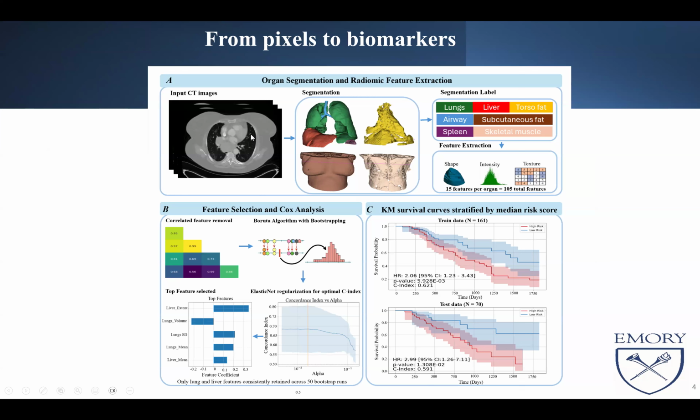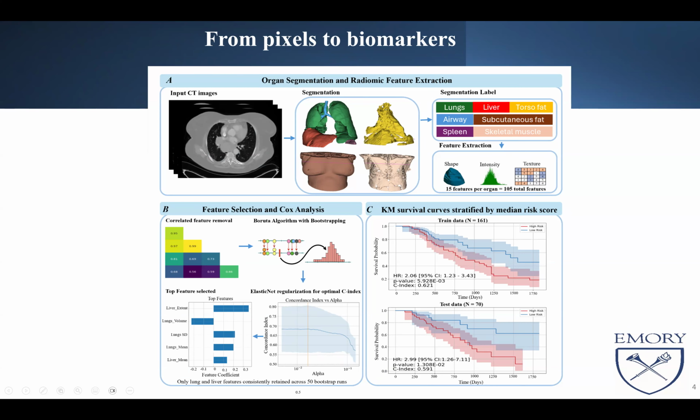If you look at this image, this is a typical CT scan. What we are doing is, instead of focusing on the tumor, we decided to say, what if we extract several features from this person? So if you look at this image, we segmented the lung itself, we segmented the airway, the liver, the spleen, the visceral fat, the subcutaneous fat, and the skeletal muscle.